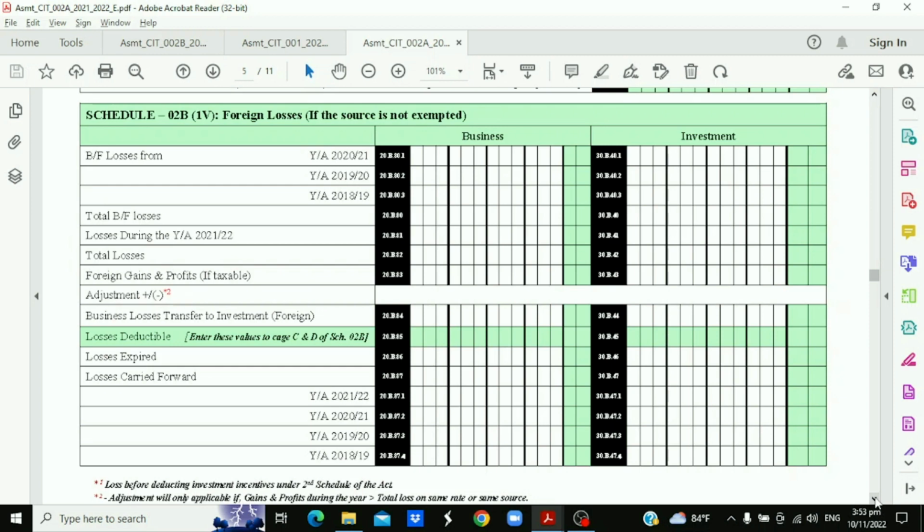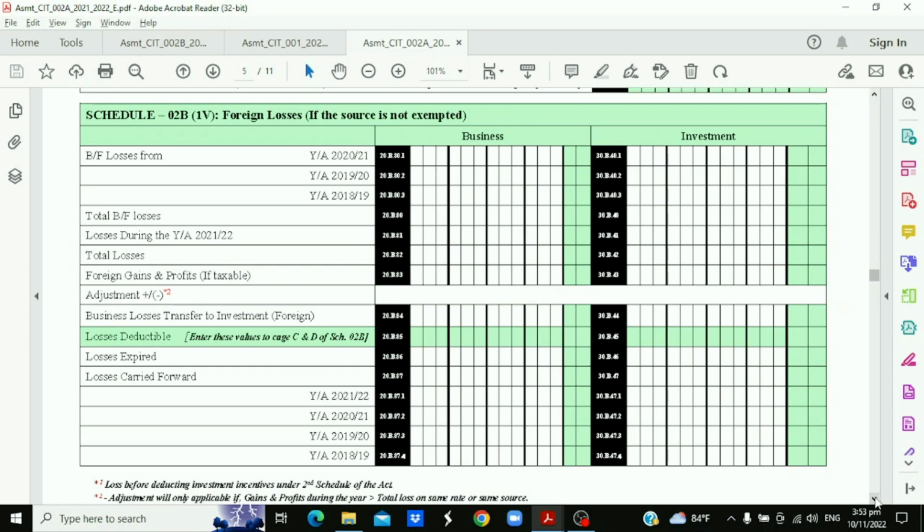Separately for the business and investment. If these sources are exempted, we are not taking them here. If it is not exempted, those losses we have to take here. Same as previous, we have to identify the brought forward with the breakup. Then the losses during the period we can recognize, then total losses we can identify, right? Then after that, if there is any foreign gain or profit available, taxable one, then we can mention.